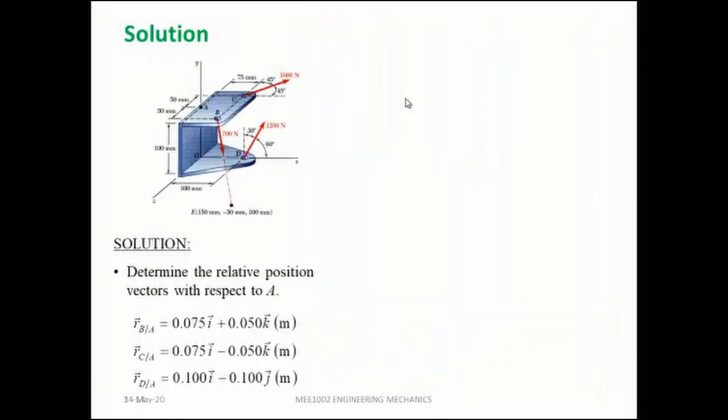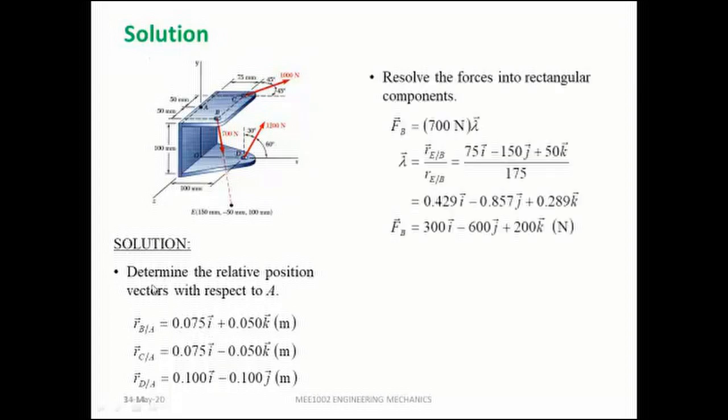Now we can see the position vector of all the 3 forces from A. So position vector of B with respect to A, position vector of C with respect to A, position vector of D with respect to A are given here, and it is very straightforward.